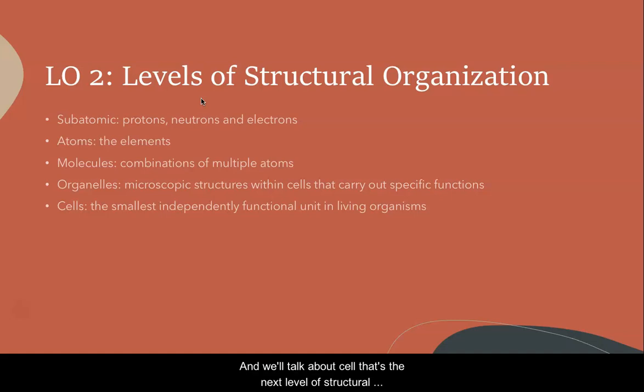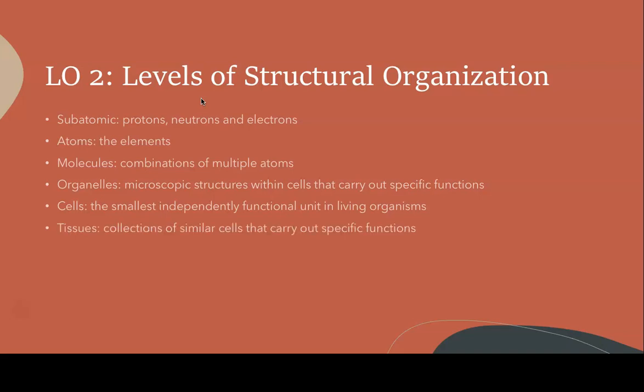And then we'll talk about cells as a next level of structural organization. Cells are the smallest independently functional unit in living organisms. In fact, some living organisms are a single cell. Obviously, eukaryotic organisms like us are not single-celled organisms. We have billions of well-developed and well-differentiated cells, but a cell is the smallest independently functional unit. From there, we go to tissues.